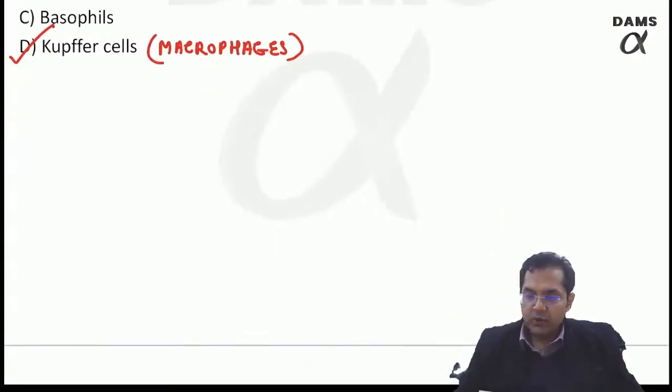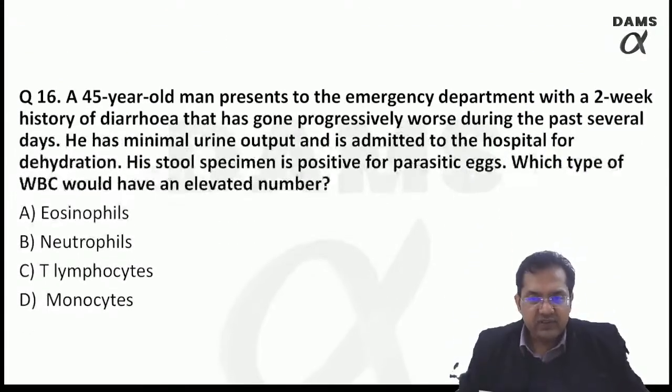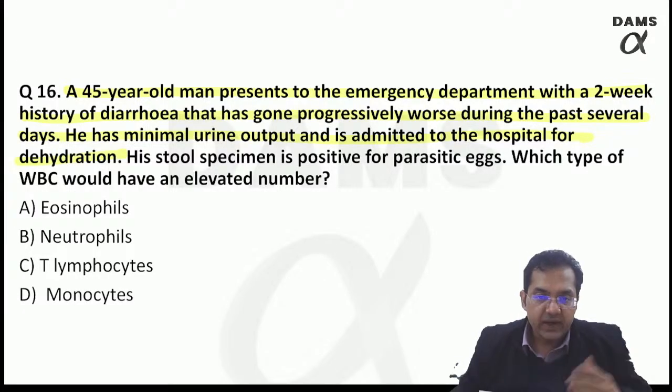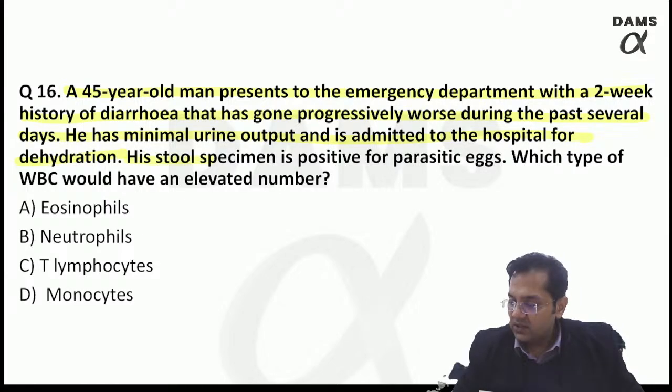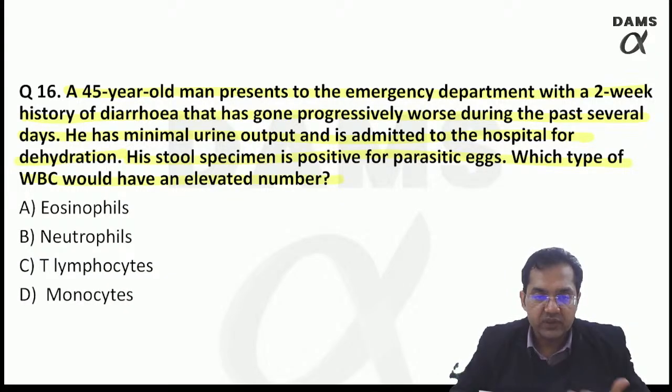Moving on to question 16. A 45-year-old man presents to the emergency department with a 2-week history of diarrhea that gets progressively worse during the past several days. He has minimal urine output and is admitted to the hospital for dehydration. Naturally with diarrhea he will be passing loose stools, so he will have dehydration. Stool specimen is positive for parasitic eggs. What type of WBC would have an elevated number? This is a clinical question, commonly asked in exams.